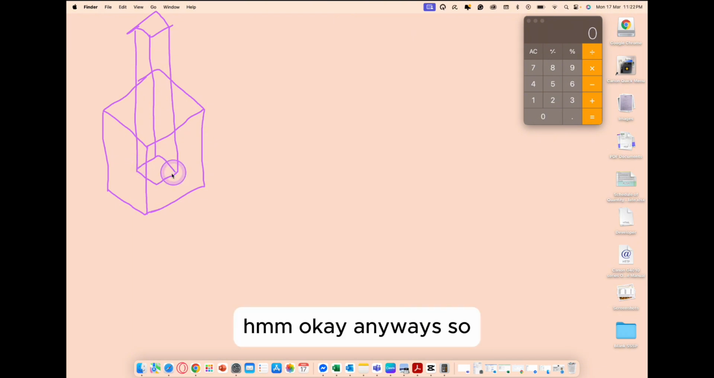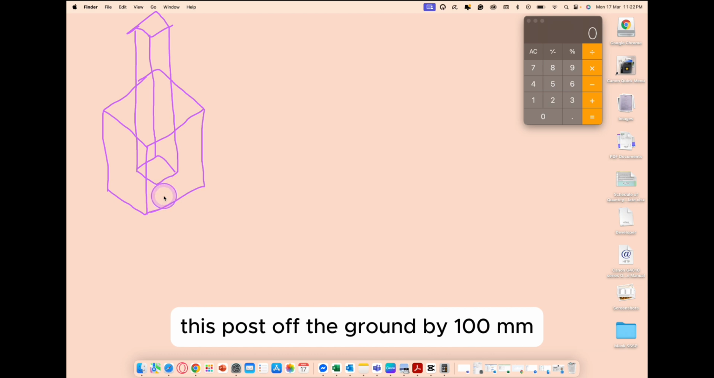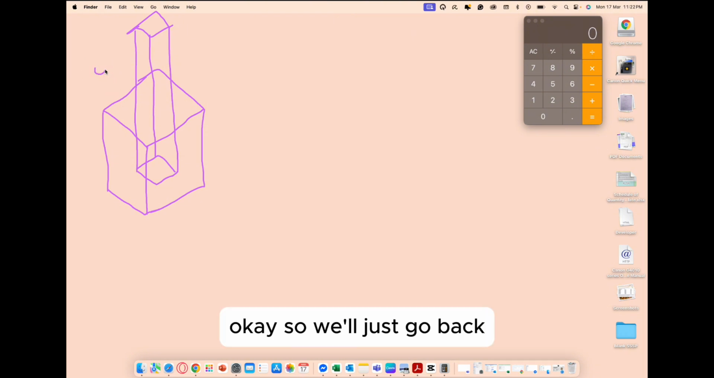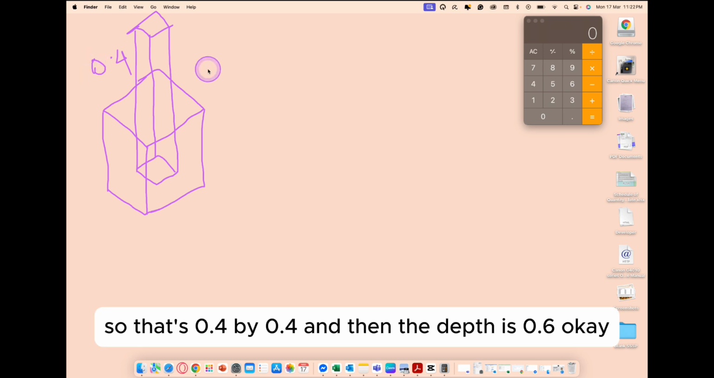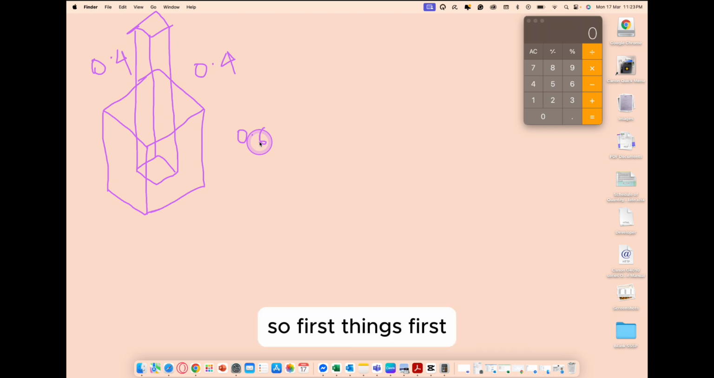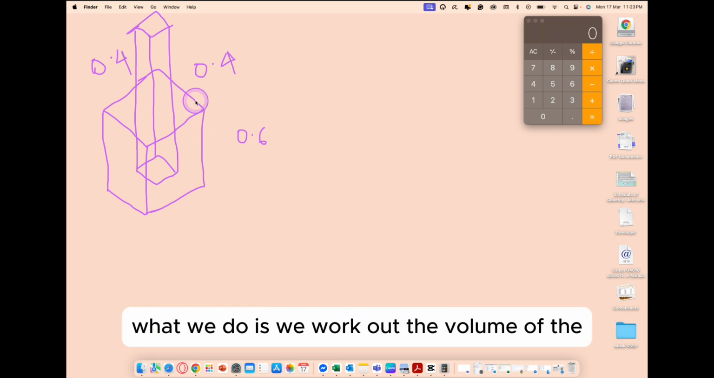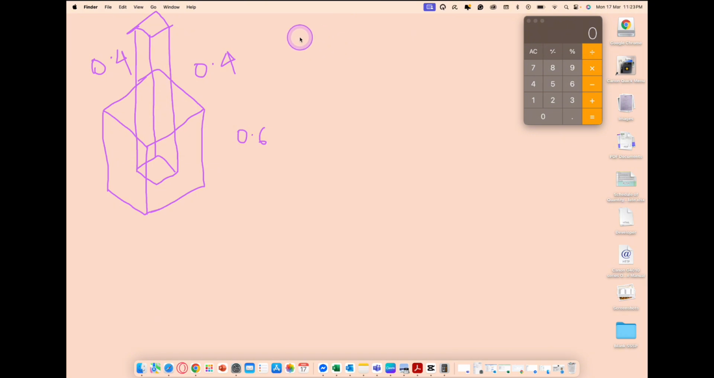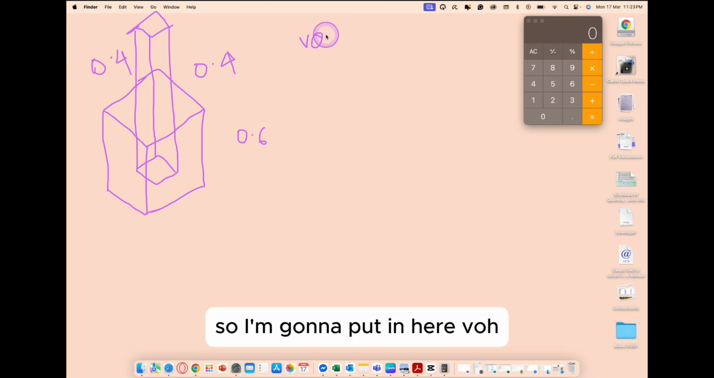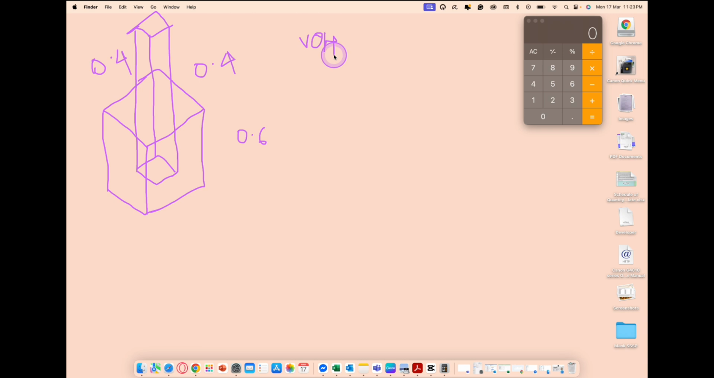Okay. Anyways, so what we normally do is we lift this post off the ground by 100 mils. Okay. So we'll just go back. So that's 0.4 by 0.4, and then the depth is 0.6. Okay. So first things first, what we do is we work out the volume of the post hole. So I'm going to put in here VOH. That refers to volume of the hole.